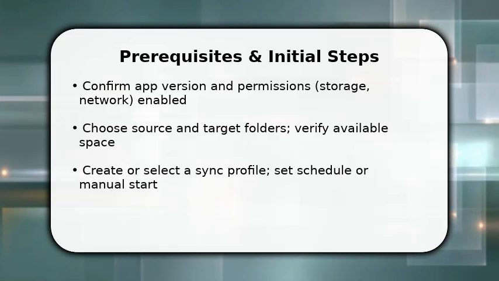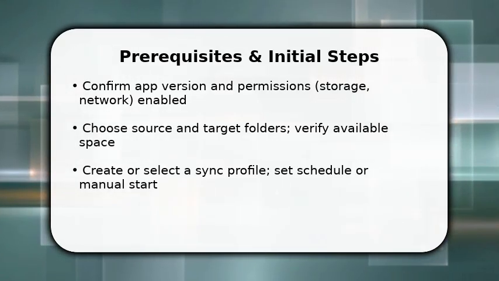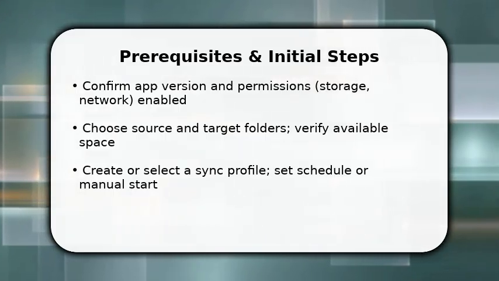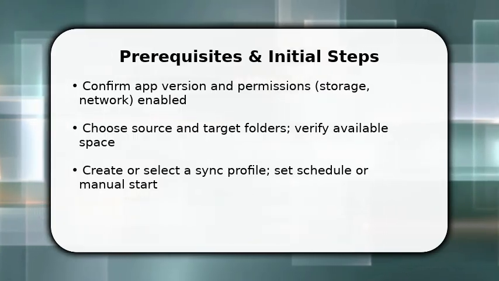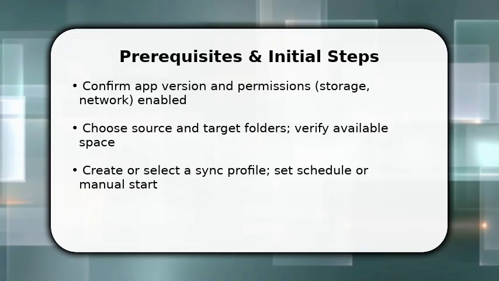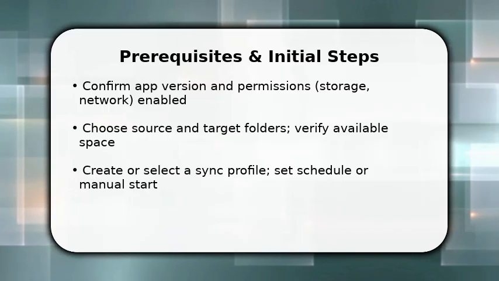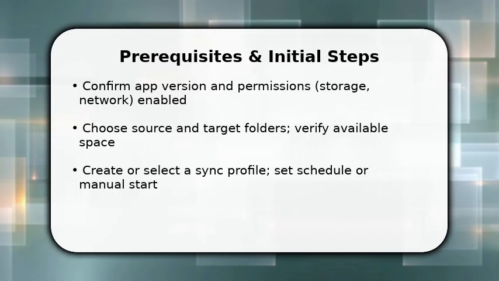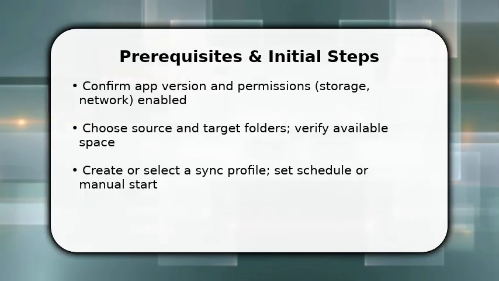You start by confirming prerequisites. Check the app version and grant storage and network permissions so the widget can read and write files. Once done, pick the source and target folders. Make sure there's enough free space and correct access rights. Next, create or choose a sync profile and decide whether you'll run it on a schedule or manually. This early setup prevents common permission and path errors and gets you ready for the configuration steps that follow.